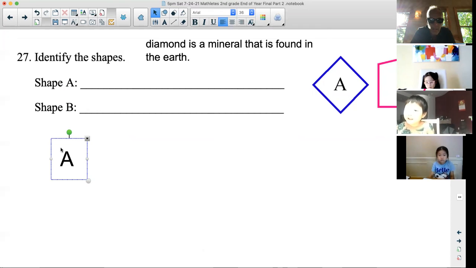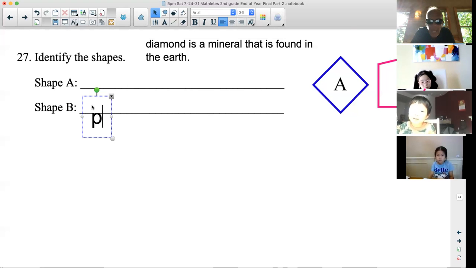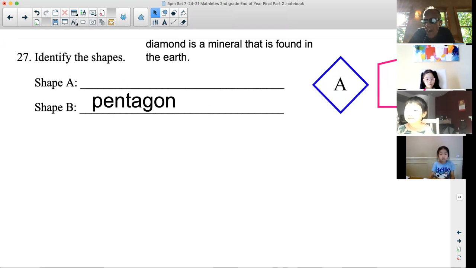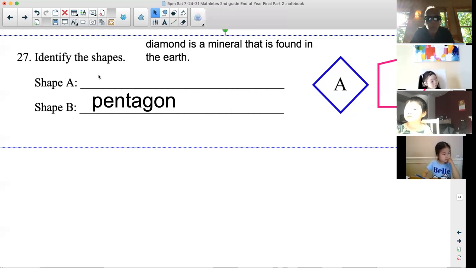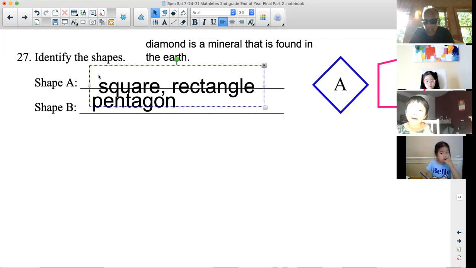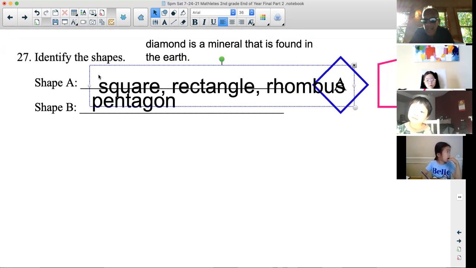B is a pentagon. So B is a pentagon. And the reason is it has 5 sides. Penta means 5. What is A? Everybody on 3. 1, 2, 3, go. It is a square. It is a rectangle. It is a rhombus and a parallelogram.